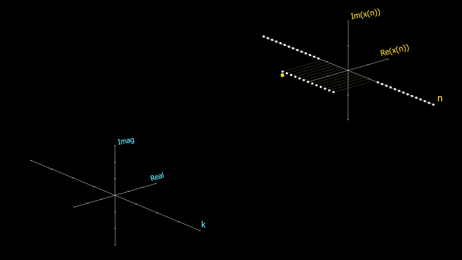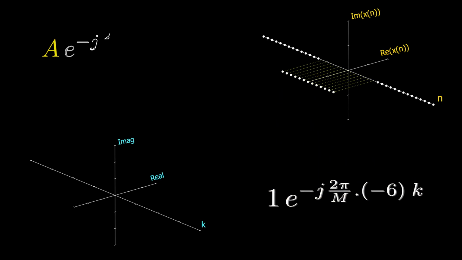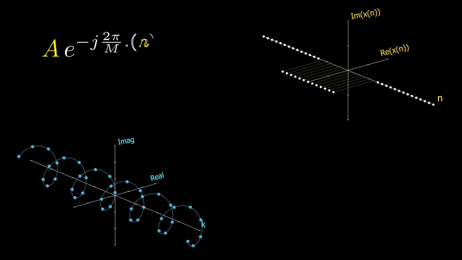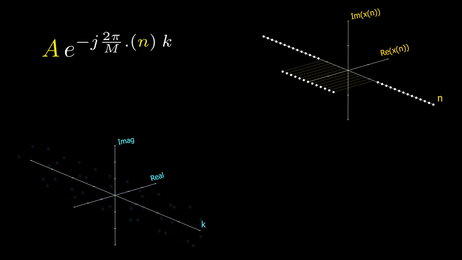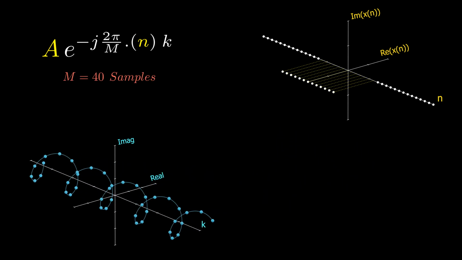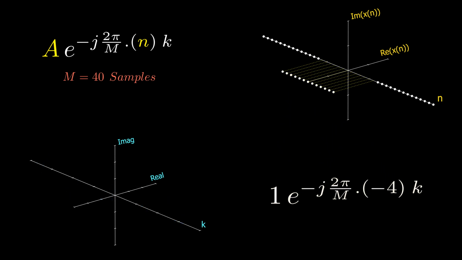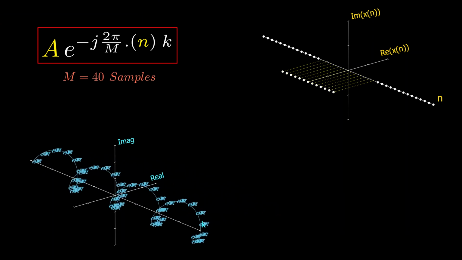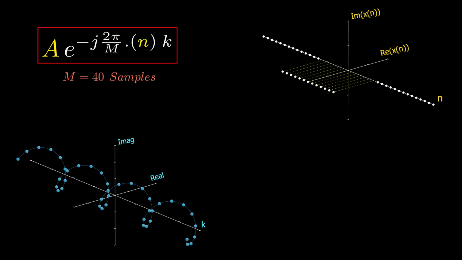If we have a discrete signal in time domain, plotted versus n, with finite number of samples m, then each sample in the signal can be represented in the frequency domain as a discrete complex exponential with the same number of samples m. Here m is 40 samples. We will see shortly why this is true. Just trust me for the time being that each sample corresponds to a frequency domain complex exponential in that form.